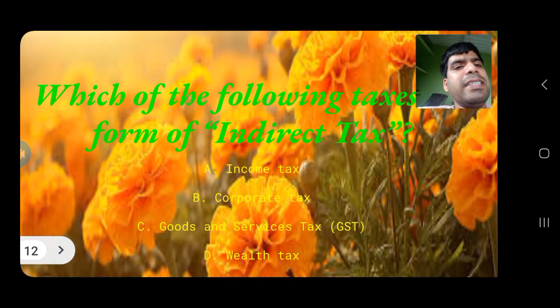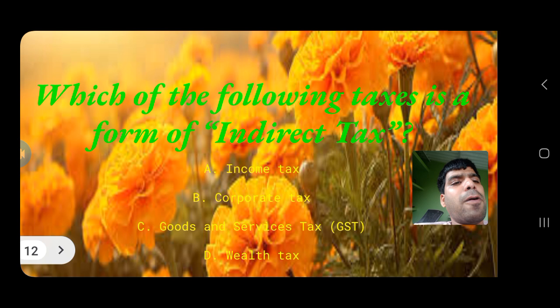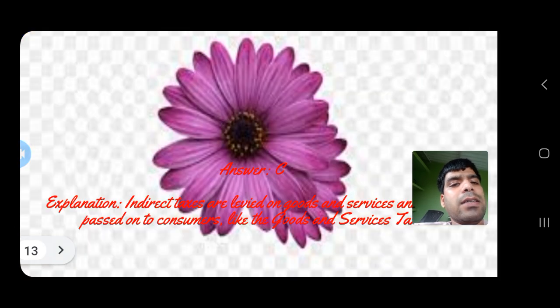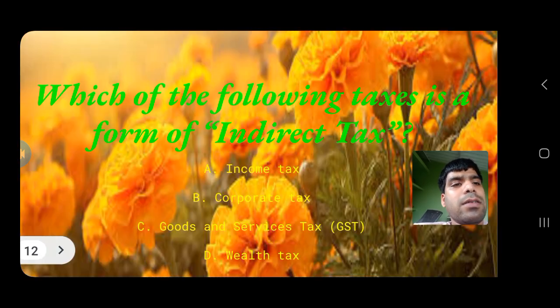And the next question is, which of the following taxes is a form of indirect tax? And the options are: option A, income tax, option B, corporate tax, option C, goods and service tax, GST, and option D, wealth tax. And the correct answer is option C, GST. Goods and service tax is an indirect tax, and the rest are direct taxes.